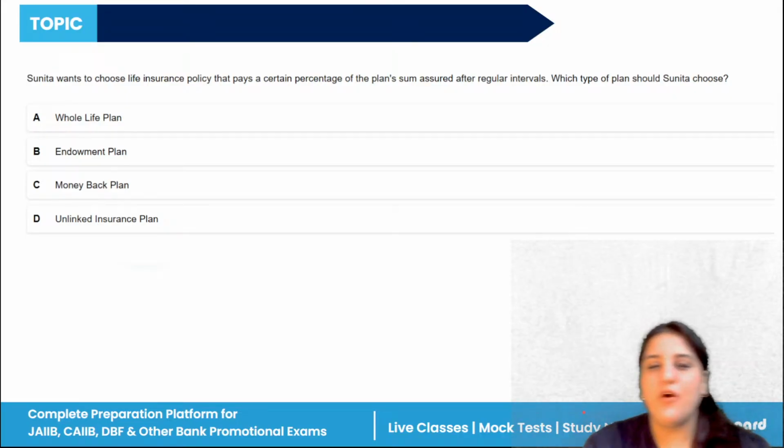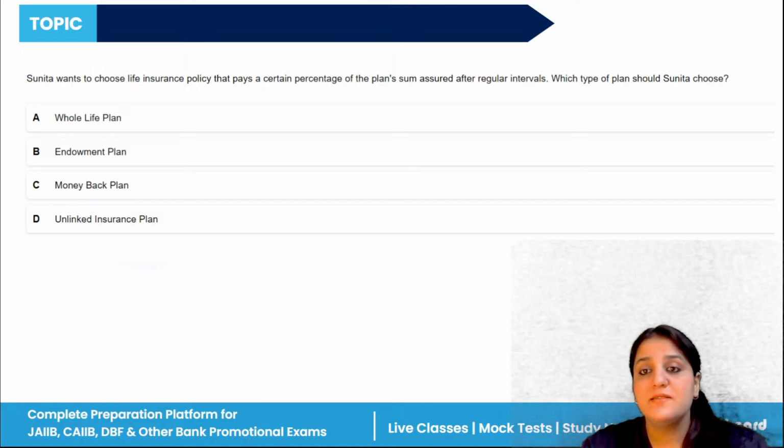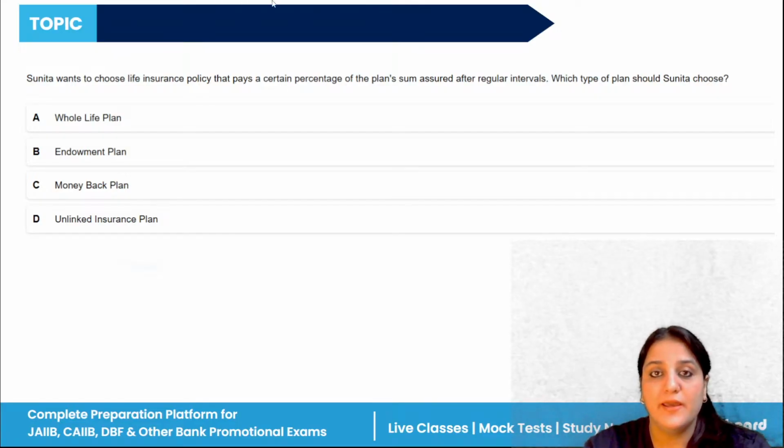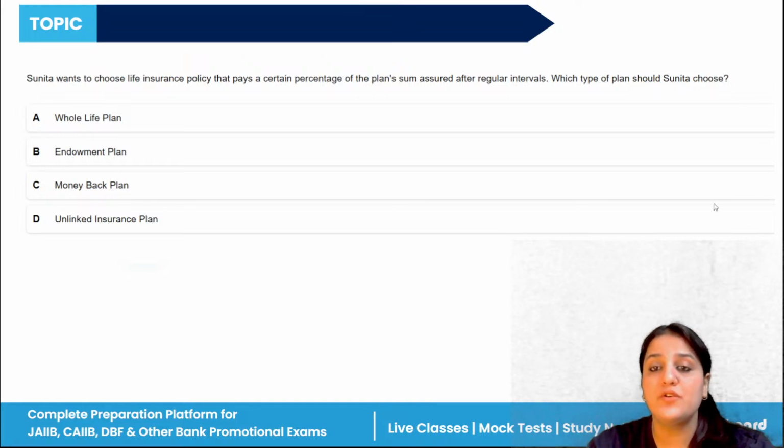So Sumit wants to choose a life insurance policy that pays a certain percentage of the plan sum assured at regular intervals. Which type of plan should Sumit choose?